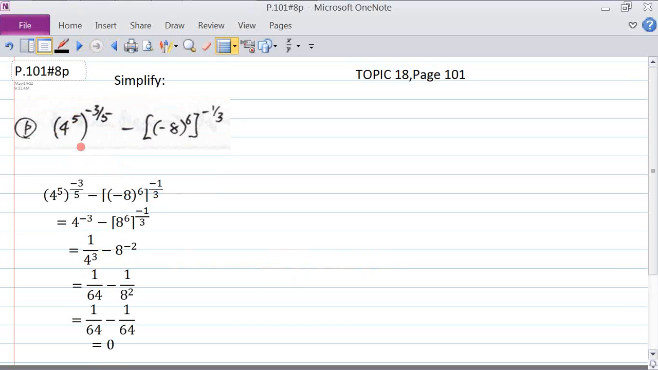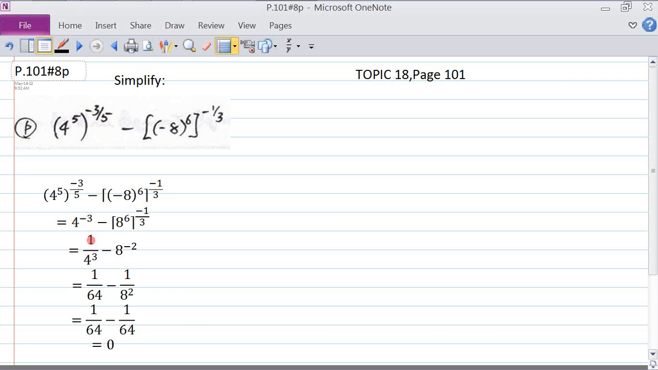Okay, now we're going to do 4 to the 5ths to the power minus 3/5 minus 8 to the 6th to the power 1/3. Now, 4 to the 5ths to the minus 3/5, you can see the 5s will cancel, and I have 4 to the minus 3. Minus 8 to the 6th power will give me 8 to the 6th because it's an even number. So minus 8 to the 6th power is the same as writing plus 8 to the 6th power. That's the only difference going from here to here.